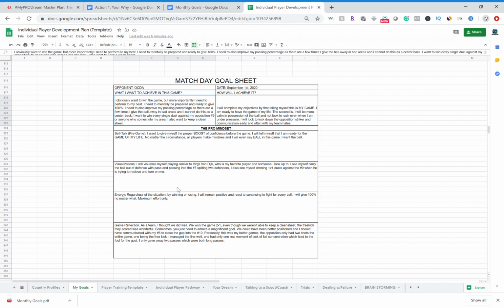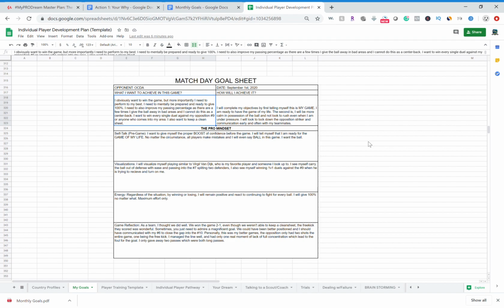And for what we want to achieve, we wrote: obviously we want to win the game, but more importantly, I need to perform to my best. I need to be mentally prepared and ready to give 100%. I need to also improve my passing percentage as there are a few times I give the ball away in bad areas, and I cannot do this as a center back. I want to win every single duel against my opposition number 9 or anyone who comes into my area. I also want to keep a clean sheet, and those are the targets I'm going to achieve in this game.